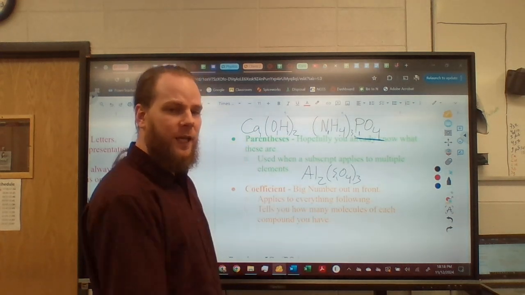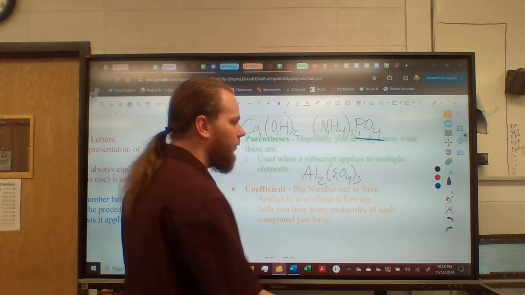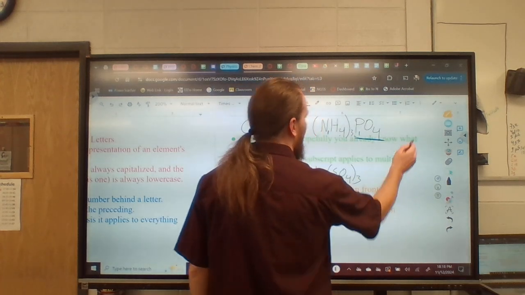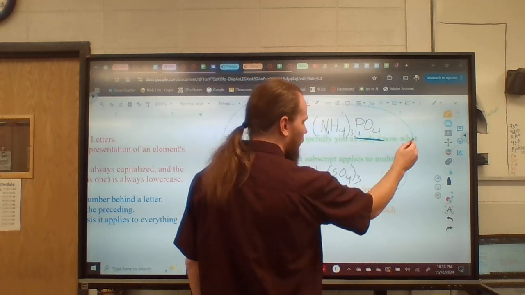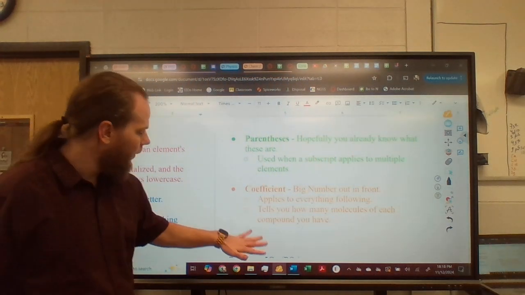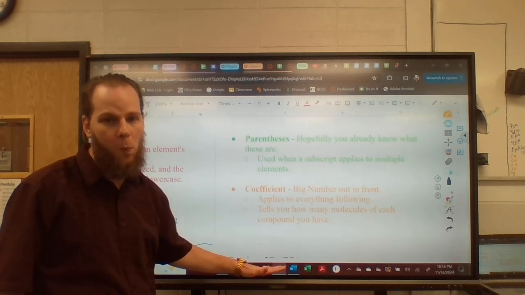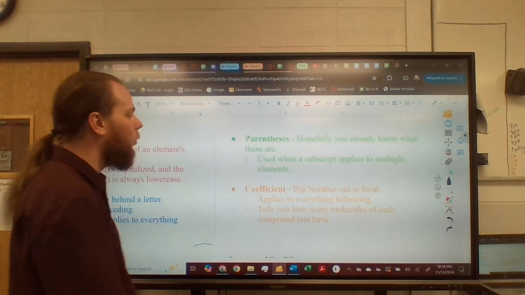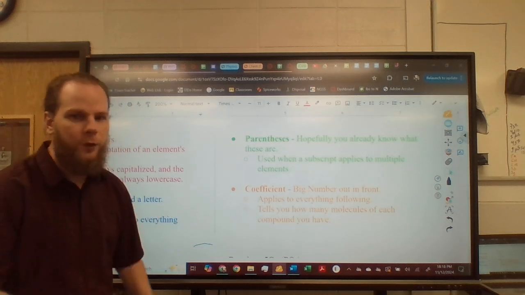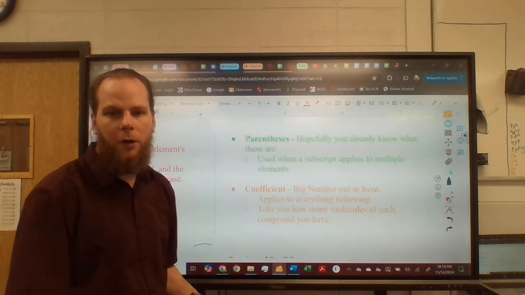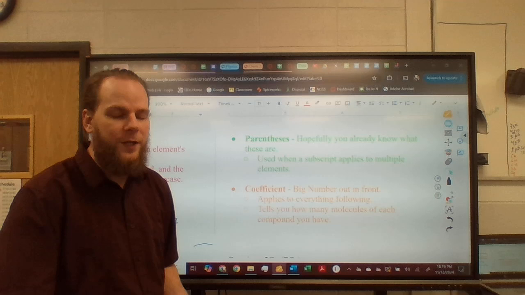The last thing we need to talk about are coefficients. Okay, so coefficients is the orange/yellow here. So I'm going to just get out of the way, let you copy that down, pause this. Okay, cool. So coefficients will sometimes show up when we are looking at chemical equations.